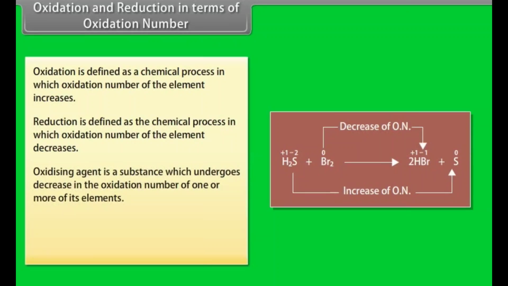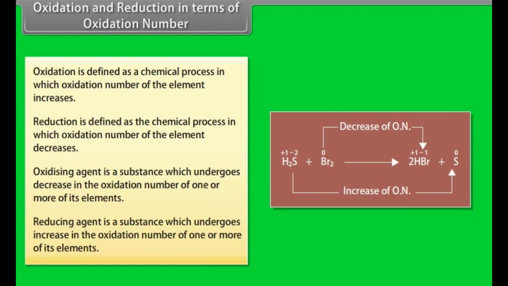An oxidizing agent is a substance which undergoes a decrease in the oxidation number of one or more of its elements. A reducing agent is a substance which undergoes an increase in the oxidation number of one or more of its elements. In this example, H2S is a reducing agent while Br2 is an oxidizing agent.